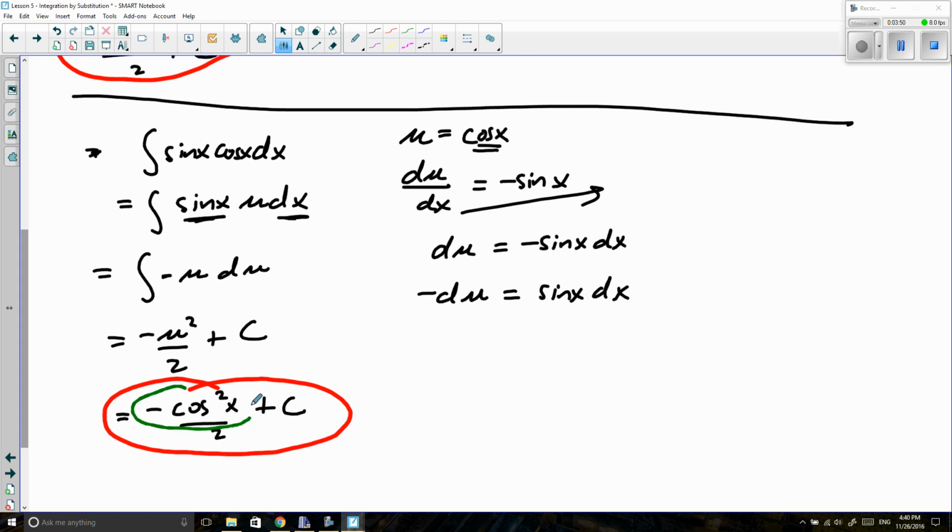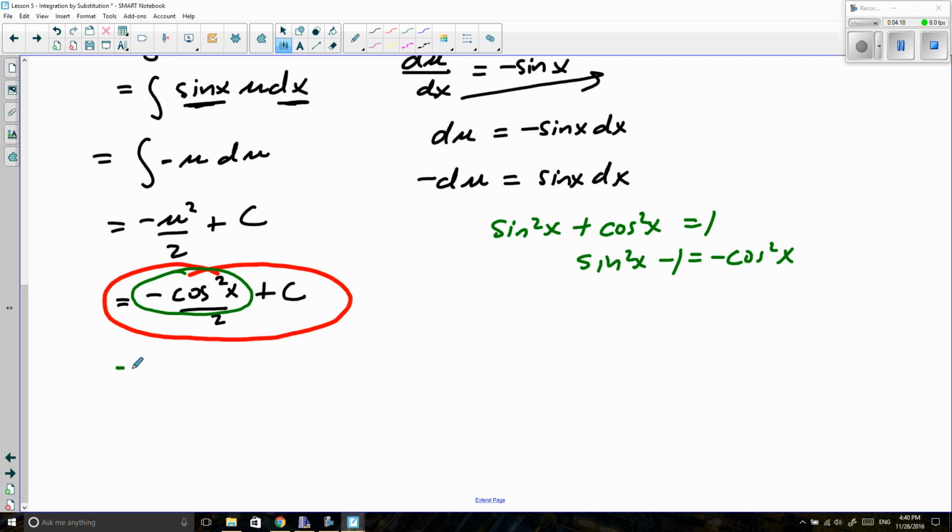Negative cos squared x. There is actually an identity that relates it to sine squared x, and it's this identity right here. So just on the side here, I know that sine squared x plus cos squared x is equal to 1. So therefore, negative cos squared x is equal to sine squared x minus 1. So I'm going to use the identity here. I'm going to replace negative cos squared x with sine squared x minus 1 over 2 plus c.